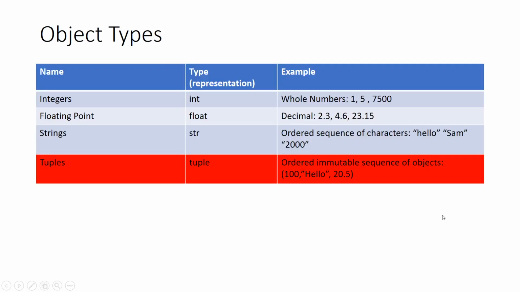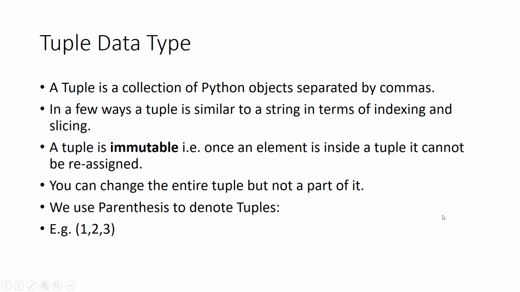Tuples is another data type in Python, and it's defined as an ordered immutable sequence of objects. It's basically an iterable so that you can store more than one value in a single object, in a single variable, as we'll see. So that's what a tuple is. It's a collection of Python objects separated by commas. That's the syntax. It's immutable because once an element is inside a tuple, it cannot be reassigned. You can change the entire tuple, but not a specific part of it. The way we define tuples is using parentheses, as we will see just now in Spyder.